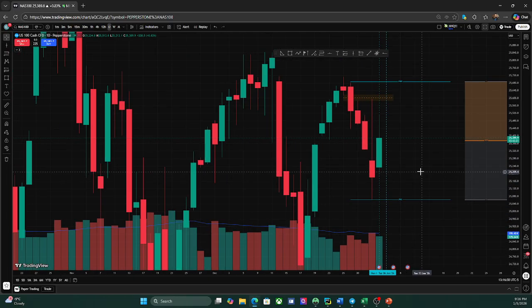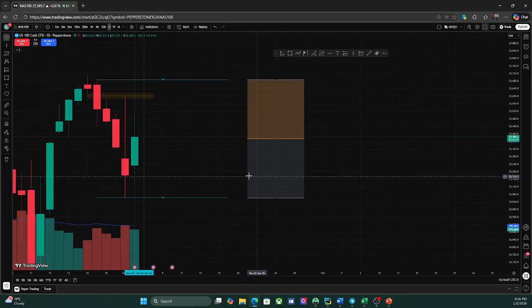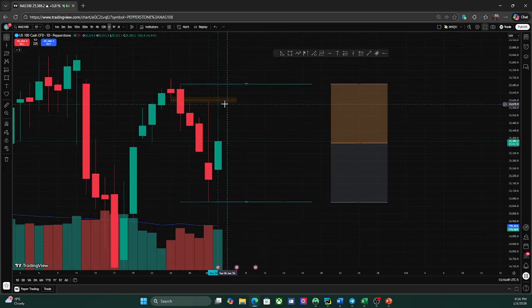So in this premium zone, we have an inverse fair value gap, which the price came to take and then pushed down very strongly, right? Okay, so it was nice to have.